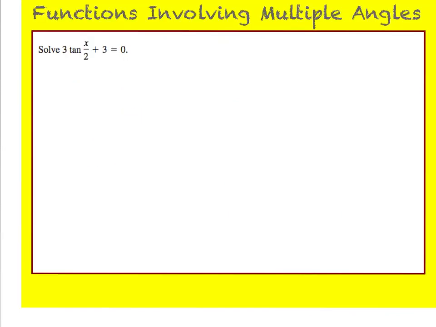All right. We got 3 tangent of the quantity x over 2 plus 3 is equal to 0. Again, we want to get a trig function equal to a number. So what are we going to do? Subtract 3 and then what? Divide by 3. So I get tangent of x over 2 is equal to what? -1. All right. So you kind of cover up x over 2 right now. So when does tangent equal -1?